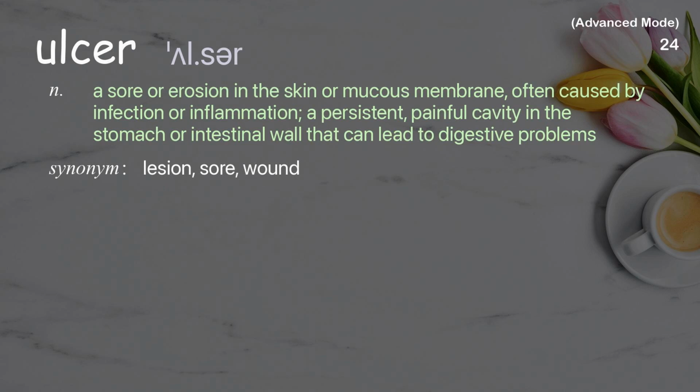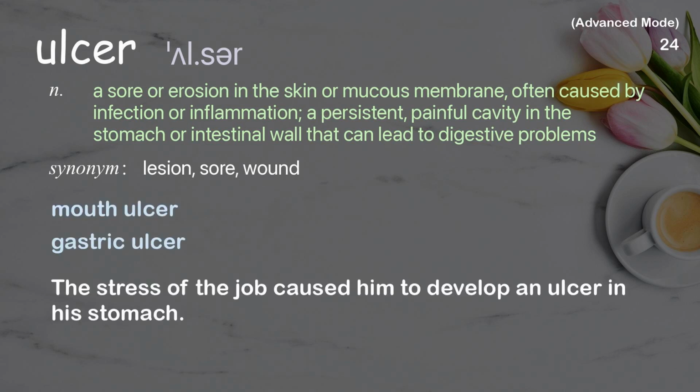Ulcer. A sore or erosion in the skin or mucous membrane, often caused by infection or inflammation, a persistent, painful cavity in the stomach or intestinal wall that can lead to digestive problems. Examples: Mouth ulcer. Gastric ulcer. The stress of the job caused him to develop an ulcer in his stomach.